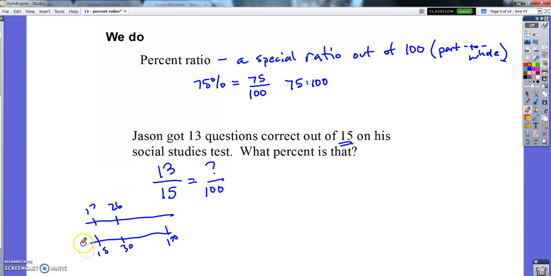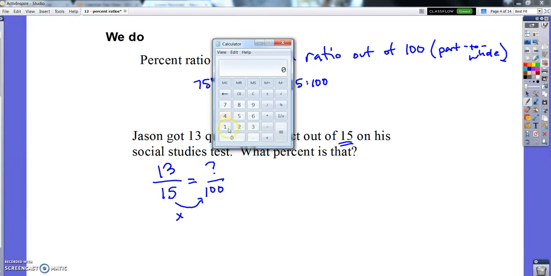We imagine he gets the same ratio of questions right and wrong. We just go up till he's done 100 questions, because that's kind of an easy number to think about. So 15 times what is 100? I don't know. So I will calculate. 100 divided by 15 is that.